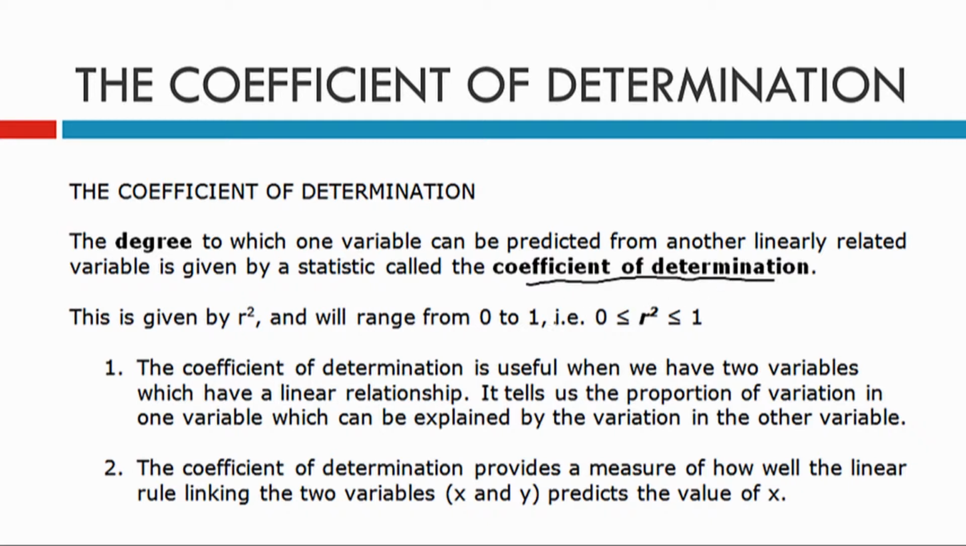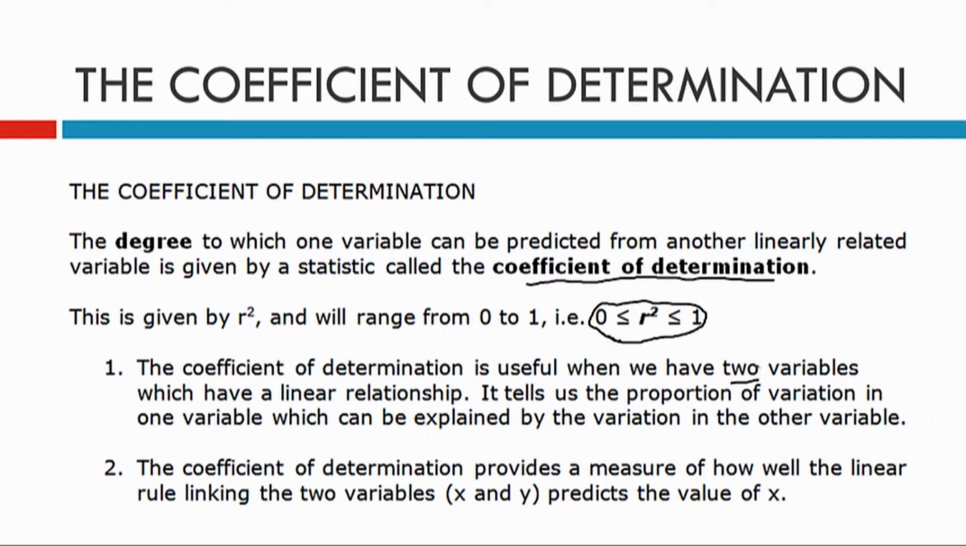So we're going to get our R and we're going to square it. And of course, when we square it, we're always going to get a positive number. And because we're squaring something less than 1, it's always going to be between 0 and 1, all the time. It's useful when we have two variables which have a linear relationship.